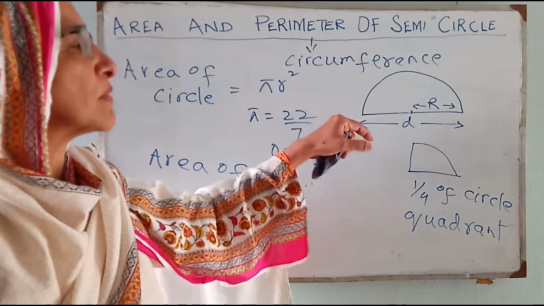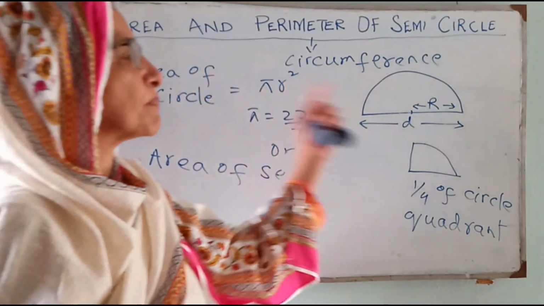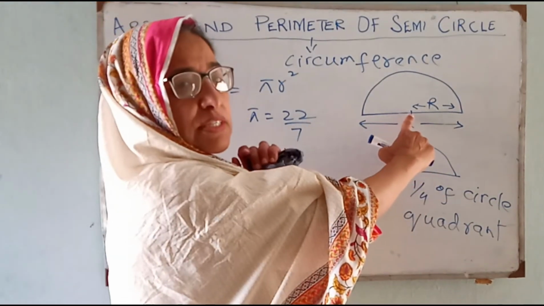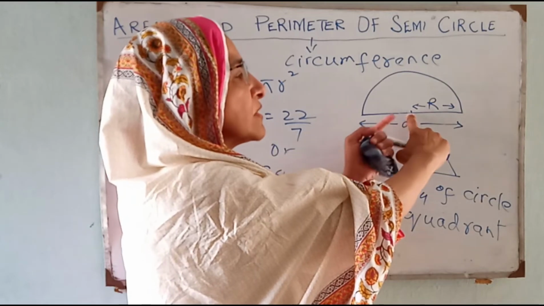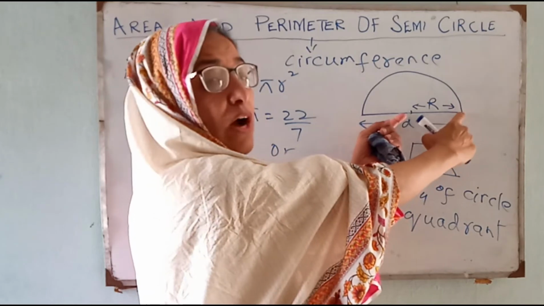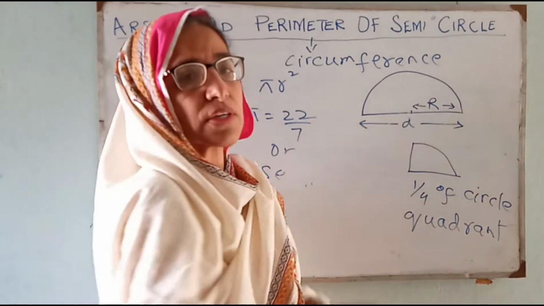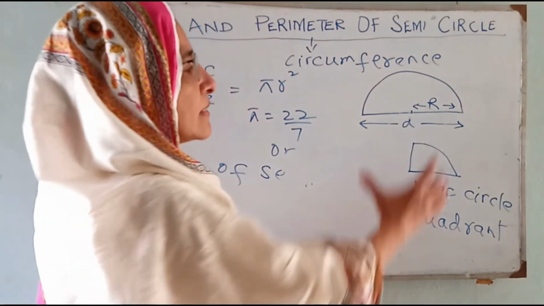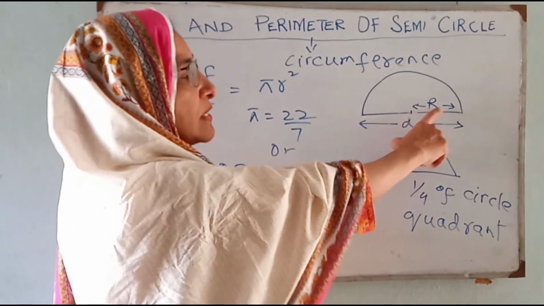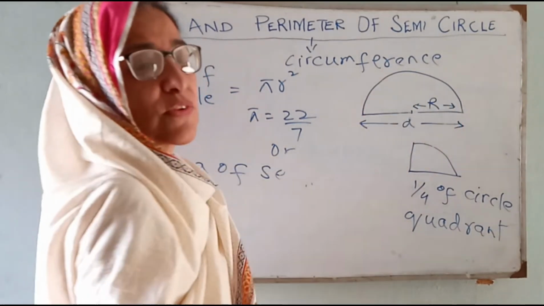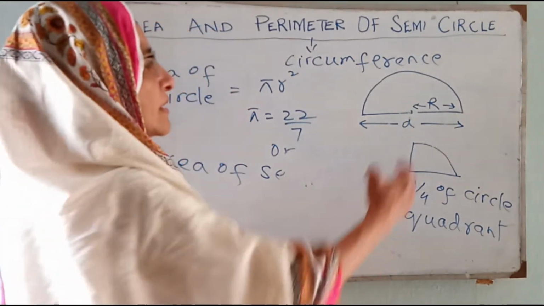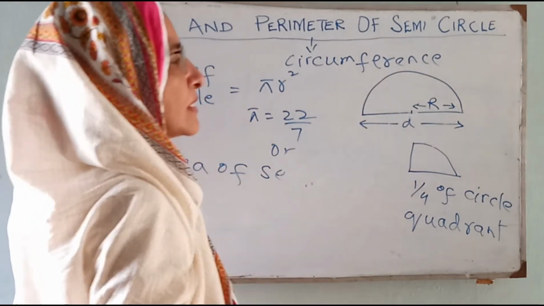And when we are talking about the area of a semicircle, suppose this is the center of the circle. The distance from the center of the circle to the circumference or outside boundary of the circle is called the radius. And the line which passes through the center of the circle and touches the two sides of the circumference is called the diameter. This outside boundary is called the circumference.